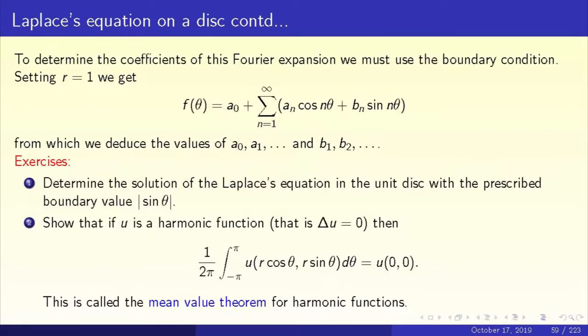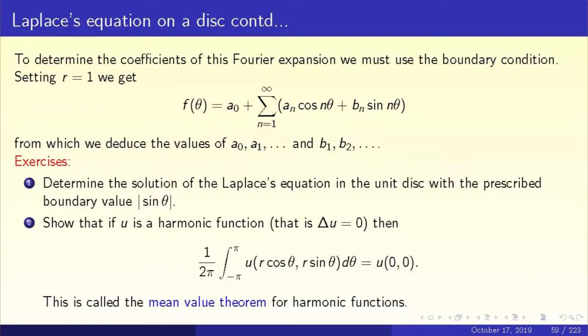So when you integrate u of (r cos theta, r sin theta) d theta from minus pi to pi and divide by 1 upon 2 pi, you get u of (0, 0). In other words, the mean value of the harmonic function along a circle gives you the value at the center. This is called the mean value theorem for harmonic functions. Now let us proceed a little further with this.